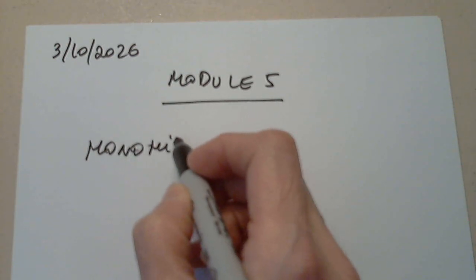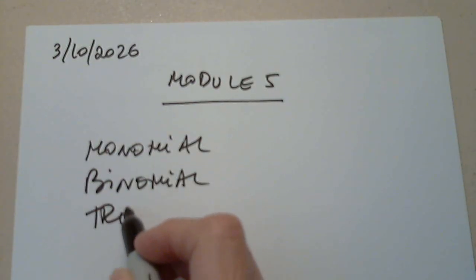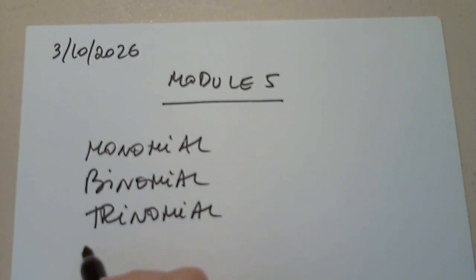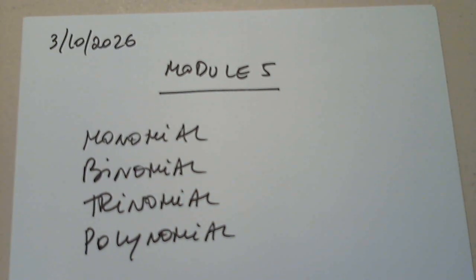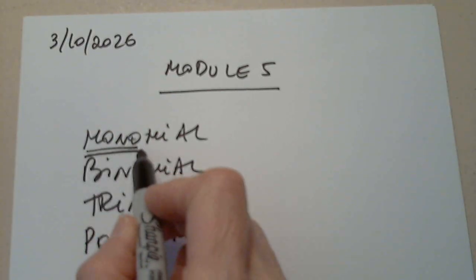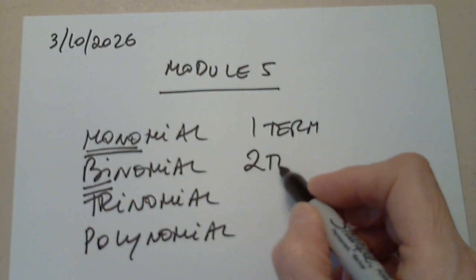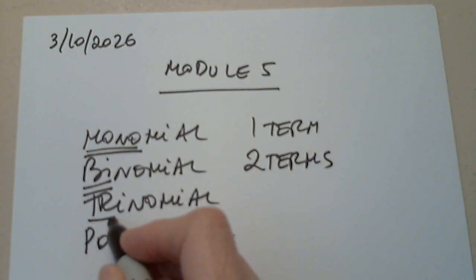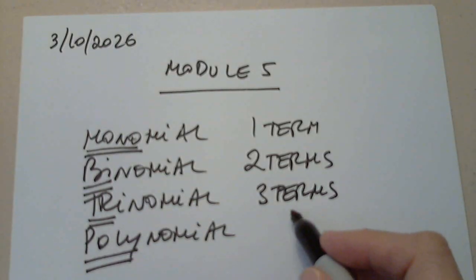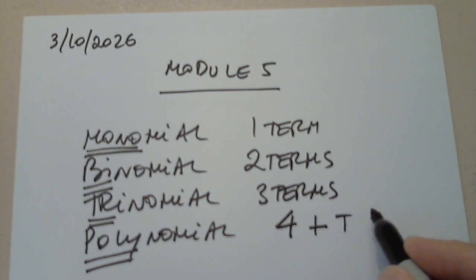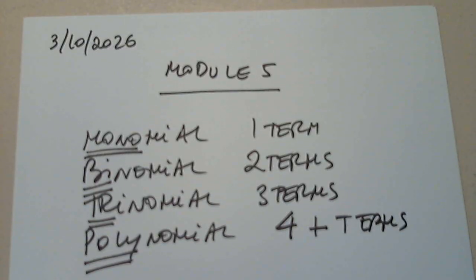Monomial, binomial, trinomial, polynomial. Okay? A monomial is one term. A binomial is two terms, and so on and so forth. A trinomial is three terms. A polynomial is 4 plus terms. It can be 4, it can be 5, it can be 6, and so on and so forth.